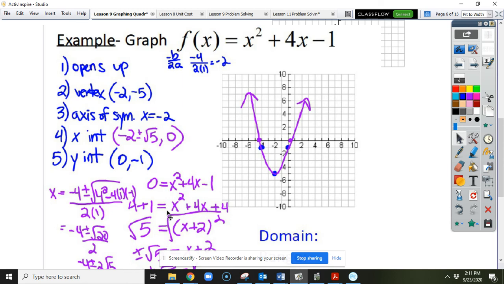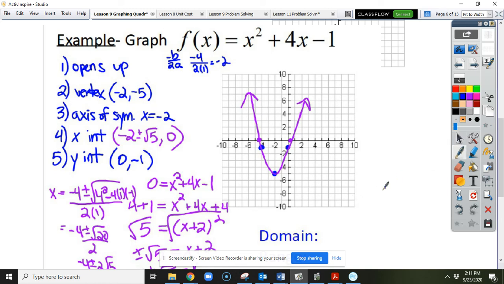Again, notice I'm showing my work. I'm listing my intercepts as ordered pairs. And then I plot everything. I know it's going to open up. I know my vertex is (-2, -5). Axis of symmetry is there. You don't have to draw it. Our x-intercepts, we just talked about estimating. My y-intercept is negative 1, so I can also reflect over and get that nice clear point.